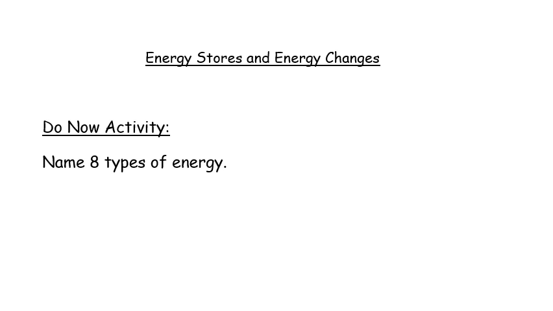Today, Year 10, we are looking at energy stores and energy changes. The Do Now activity is asking you to name 8 types of energy. Pause the video and write down as many types of energy that you can remember. On the next slide, there will be a list of 8 types of energy that you can self-assess against.